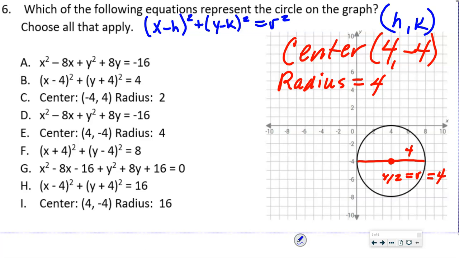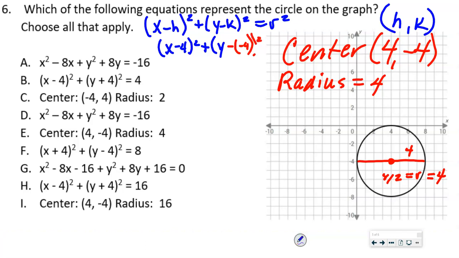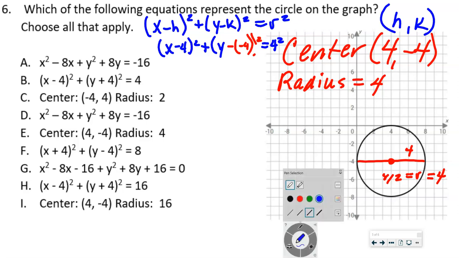So that means when we plug it in, we've got x minus 4 squared plus y minus a negative 4 squared equals our 4 squared, okay? So hopefully you remember that when you have two negatives together, it makes a positive. So we're going to go ahead and change this to a plus right here. So that's going to give us x minus 4 squared plus y plus 4 squared, and then 4 squared is 16. Okay, so let's see if we can find some, first of all, some answers that look like this.